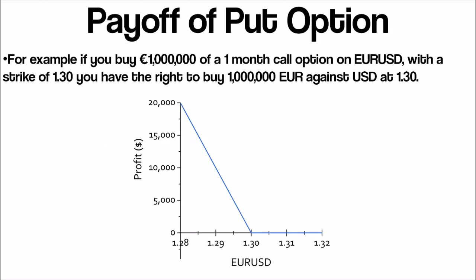So similarly to a call option, this is the payoff for a put option on euro dollar. So above 1.3, it doesn't make sense to exercise the option, so the option is worthless. So any point at 1.3 and above, you say the profit from the option is 0. And below 1.3, you can exercise the option, then buy your euros back for a favourable rate and make an immediate profit. So this is the payoff of a put option.